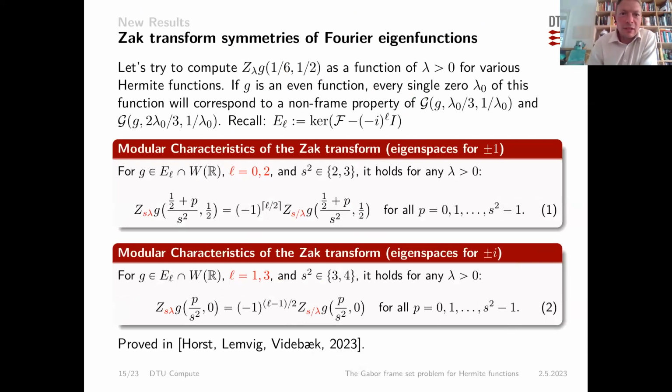So what can we say from these modular characteristics? I call them modular because it's in the modular parameter, and characteristics is a term that comes from theta functions, which have a property of modular characteristics. This is not really as general. These are only evaluated at points, so you could call them point-wise modular characteristics.